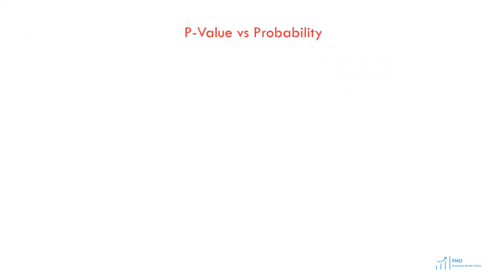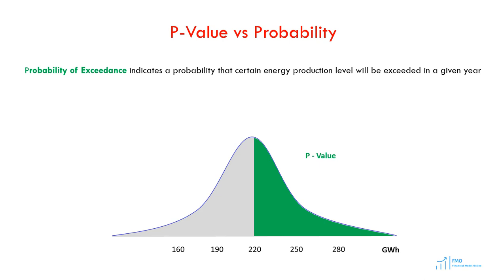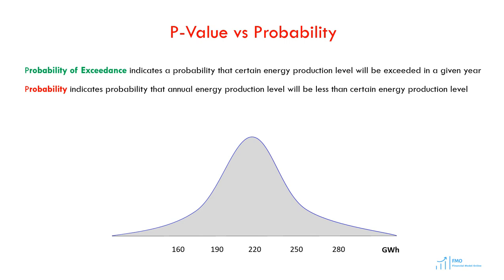When we're talking about the p-value, we're talking about the probability of exceeding a certain energy production level. So P50 would be a 50% probability that annual energy production will exceed the average production of 220 gigawatt hours in any given year. This will be represented by the area under the bell curve to the right of the P50 value. Probability, on the other hand, indicates a likelihood that the annual energy production level will be less than a certain energy production level.